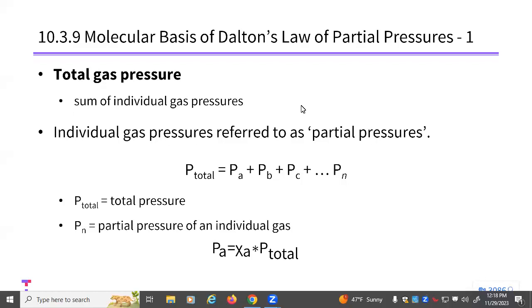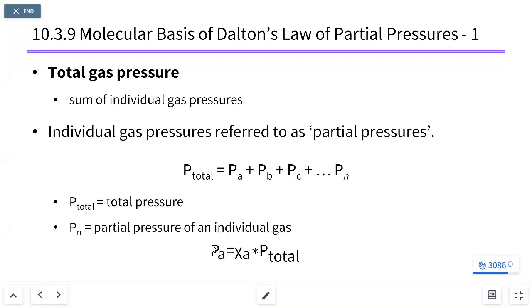But what if we didn't have that kind of information available to us? Well, what we would have to do instead is rely upon this relationship based on Dalton's law. The relationship is that the individual pressure of a gas is equal to the total pressure of the gas multiplied by this value. This value here, XA, is something known as the mole fraction.